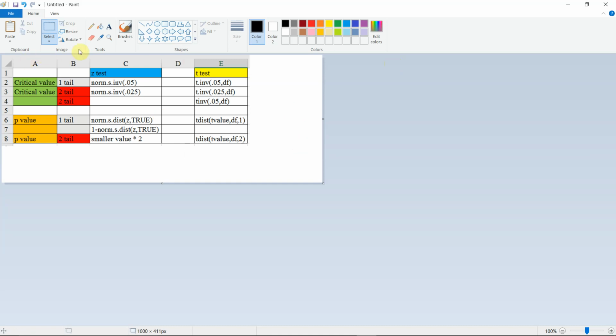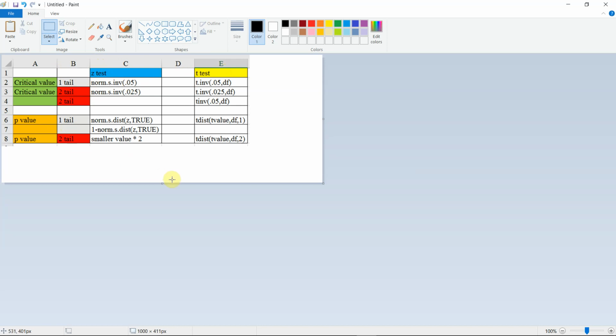I posted this, and it basically gives you a cheat sheet for Excel in terms of the functions that you can use to calculate the critical values and the p-values, right down here, for both the z-test and the t-test for population means. Or this still applies for population parameters as well. So for the critical value, if you have a one-tailed test or a two-tailed test, and then for p-values for one and two-tailed tests.